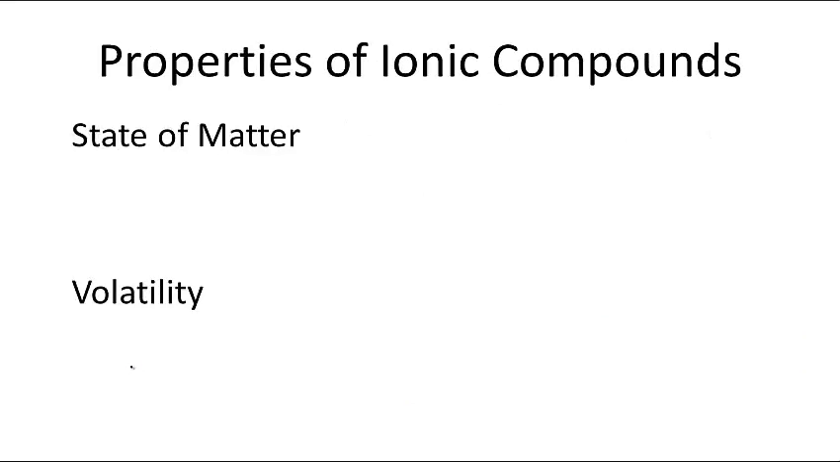All right, so we can use our model of what ionic compounds are like to explain some of their properties. So state of matter. When you think of an ionic compound, what's the quintessential ionic compound you should think of as an example? Salt, sodium chloride. So think of sodium chloride. What state of matter is it? Solid.